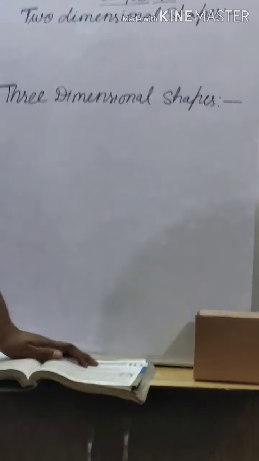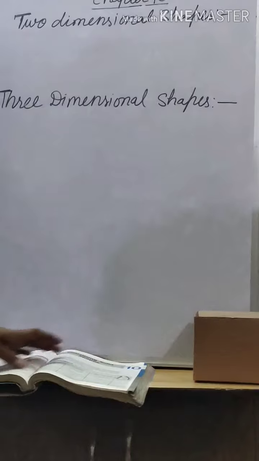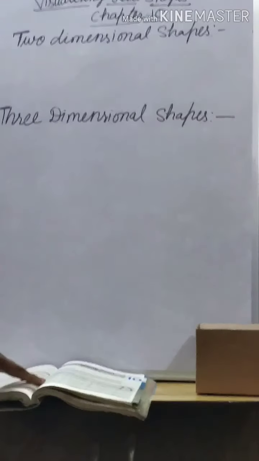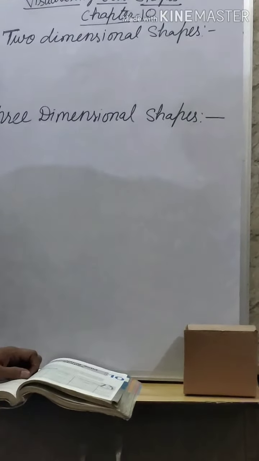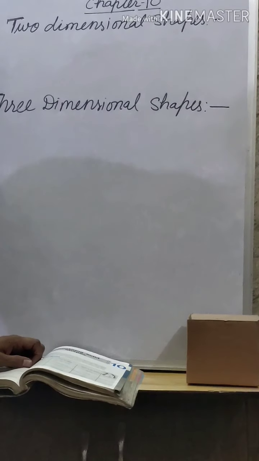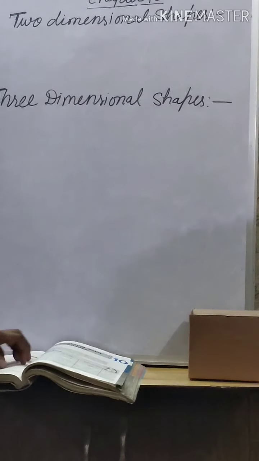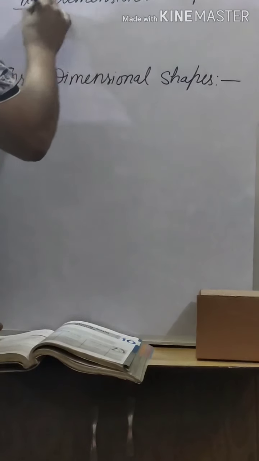So now today we are starting a new chapter, chapter 10, visualizing solid shapes. You know very well, solid is something which has weight. Understand? And now, what about this one word?